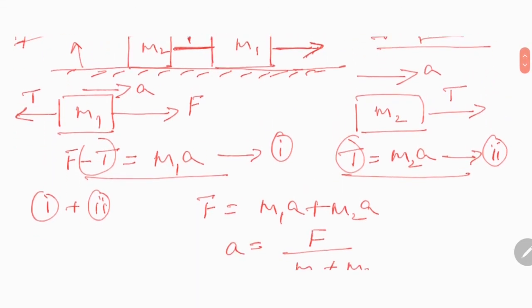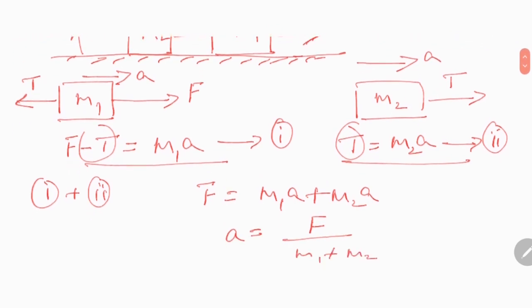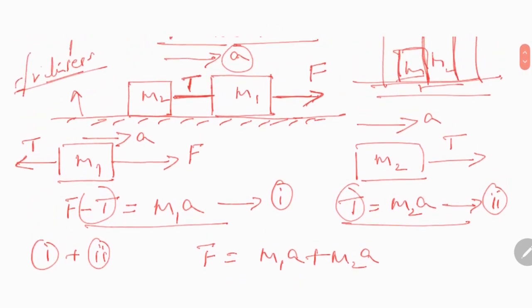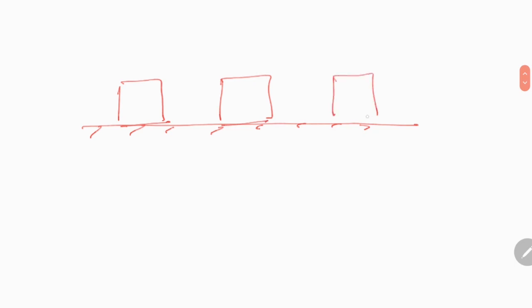Now, I have taken two bodies here, but you can repeat this for any number of bodies. Let me give you an example with three bodies. Let us say I have three bodies and I have a force F. So this will become T1, tension 1. This will become tension 2. We'll take it as M1, M2, M3. So you can see that I can draw three free body diagrams.